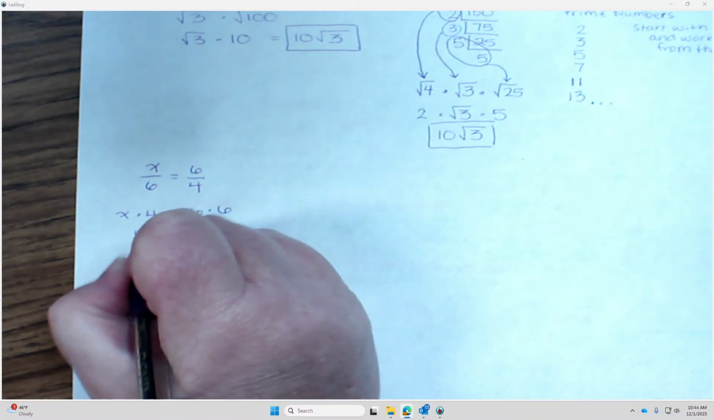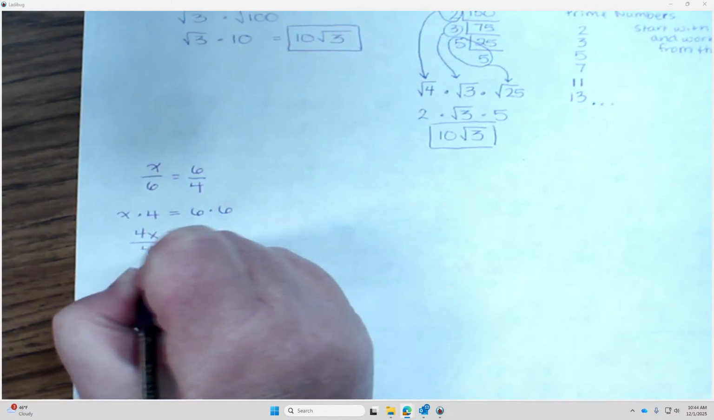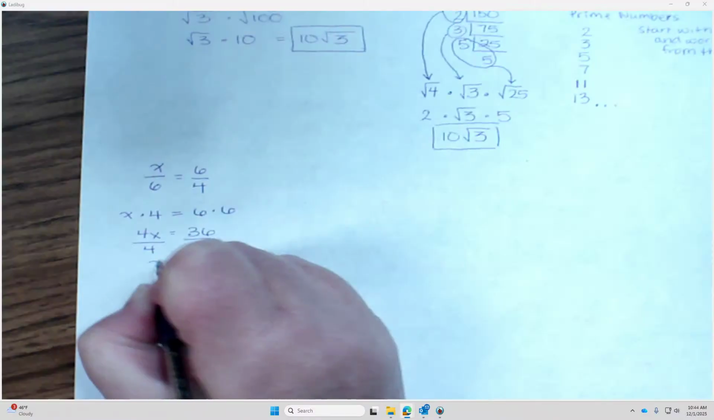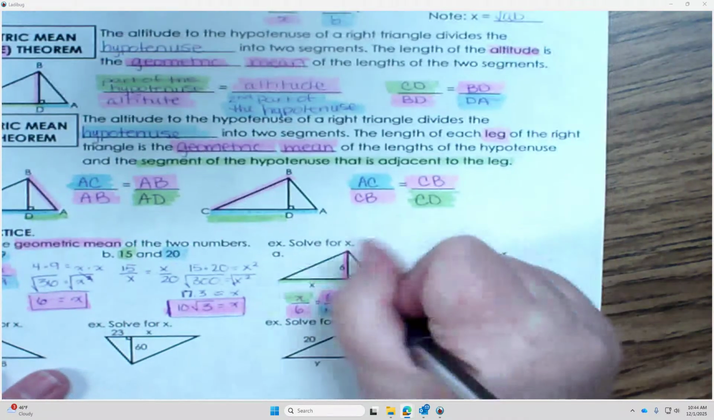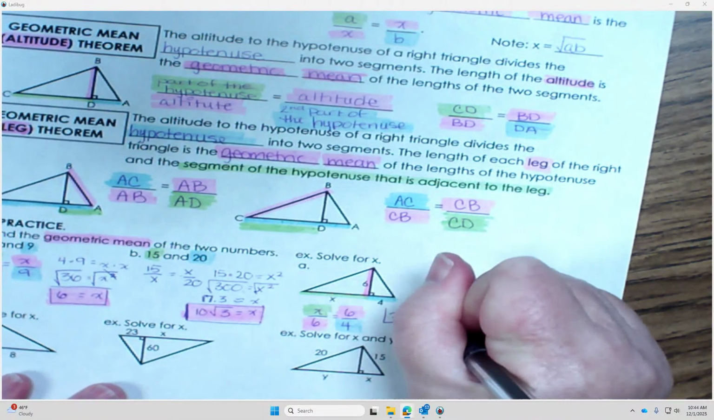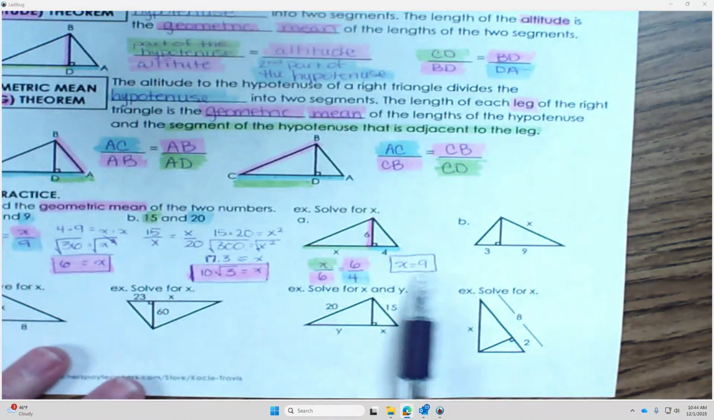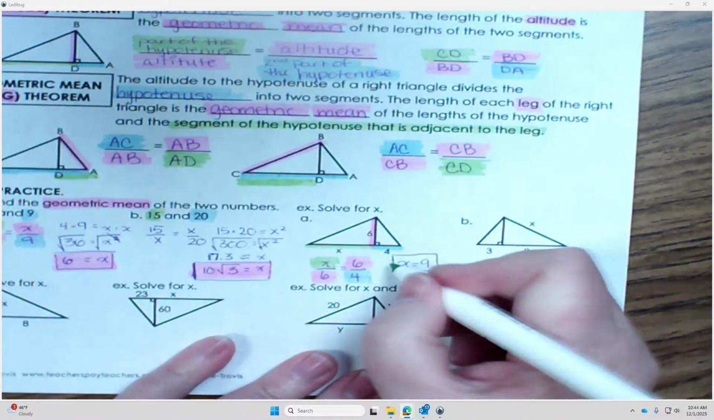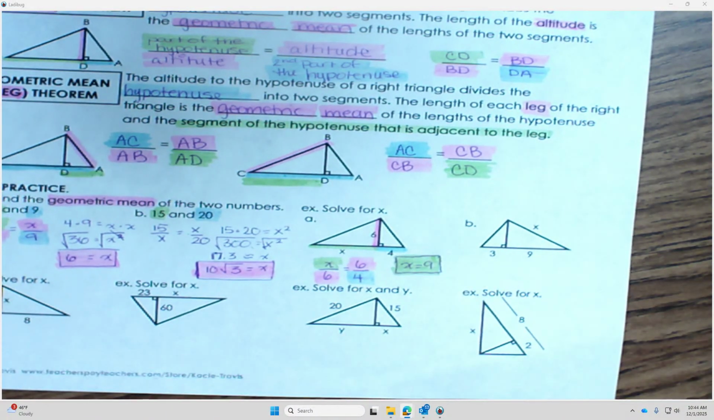X times 4 is just 4x. 6 times 6 is 36. I divide by 4 on both sides. And I get x is equal to, let's see, 36 divided by 4 is 9. Okay? So I'm going to come back to the front with my x equals 9. My box around it. There were no units of measurement or word problems I need to work for. It just said solve for x, and I know x equals 9, which was my part of my hypotenuse. So we'll put the green there.